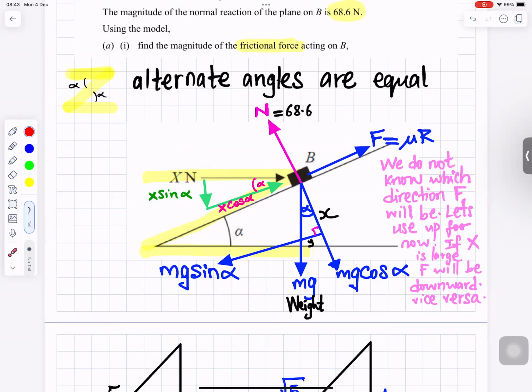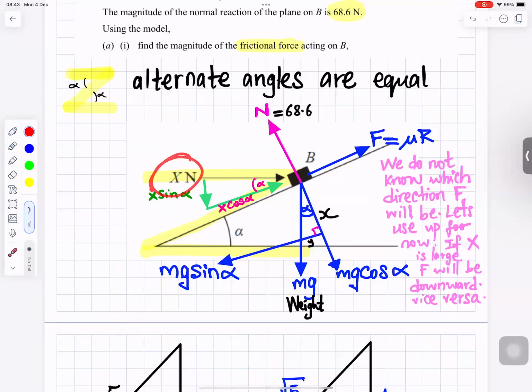Now this angle alpha is the same as this angle alpha there. You can look at trigonometry to figure that out. Looking at this triangle, which I put in red, the hypotenuse is mg. The one adjacent to this angle is mg cos theta, so this is mg cos theta. And the one opposite, going downwards, is mg sin theta.